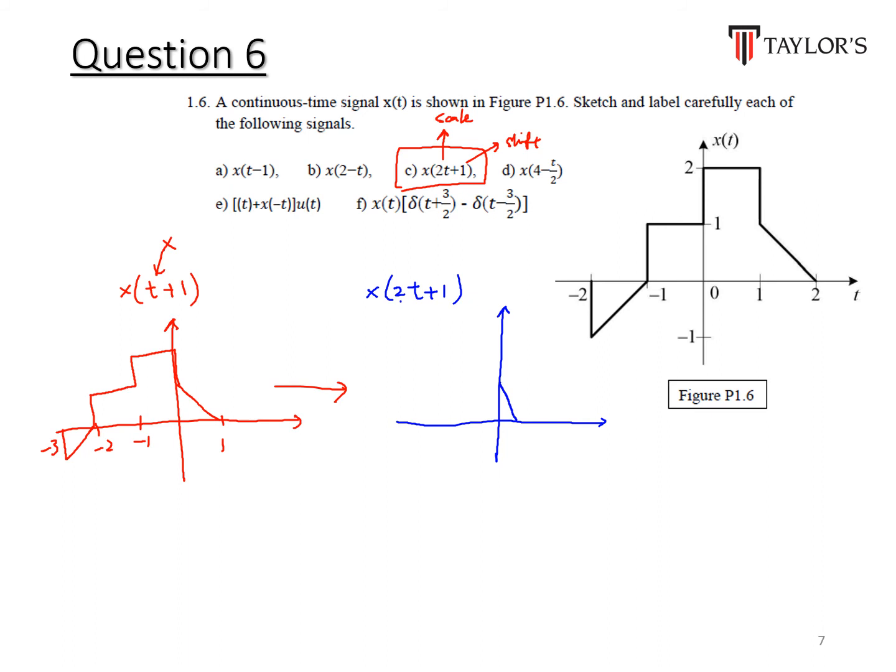So 1 will become half, and then this one will go up. This one will become -half, and then go. This becomes -1, and then it drops, and then goes up again, and this point becomes -1/2. So that is the final answer. This one should be a straight line. So you do the time shifting first, and then you do the time scaling.